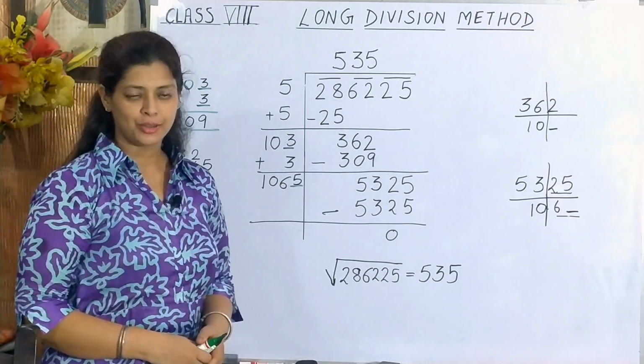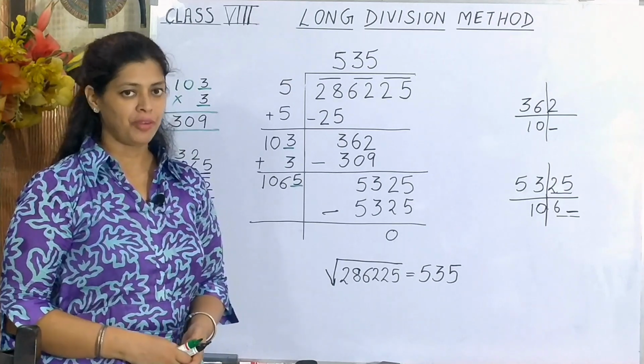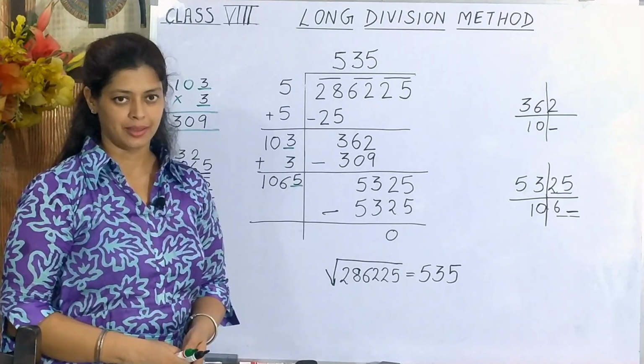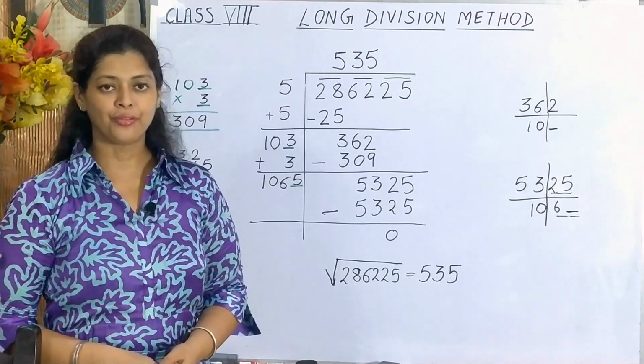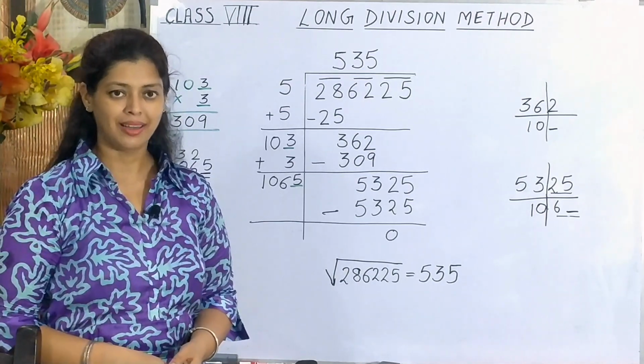So I hope you have understood how to find the square root of perfect square numbers using the long division method. In the next part of this video, we will learn how to find the square root of non-perfect square numbers using the same method.